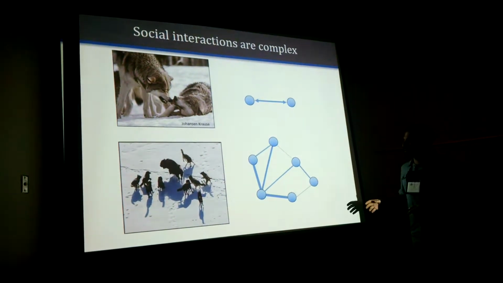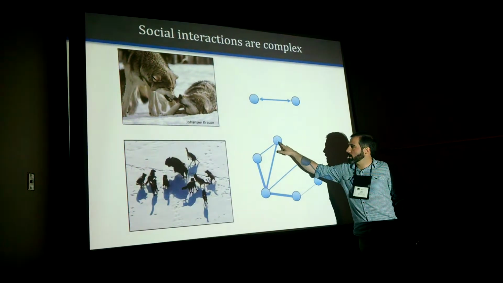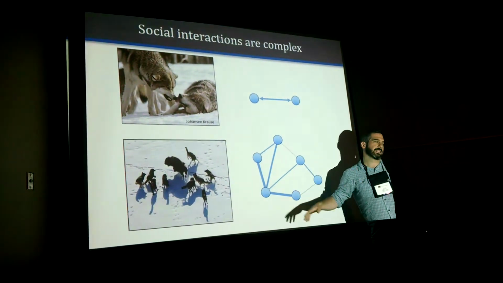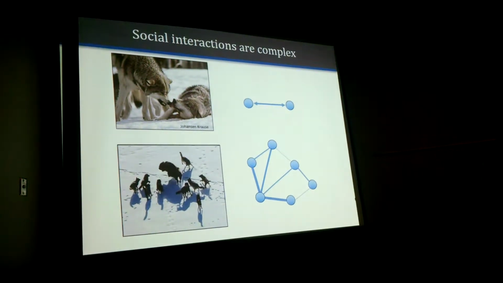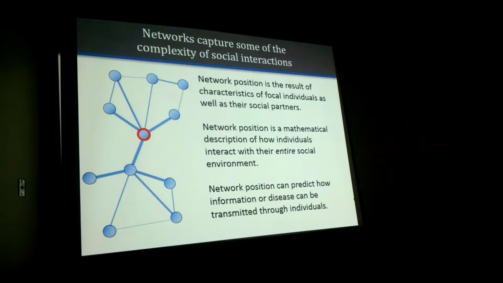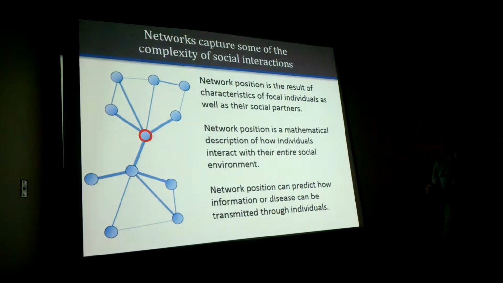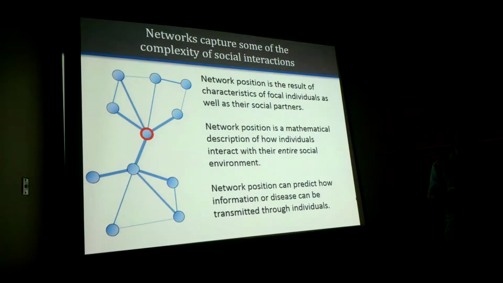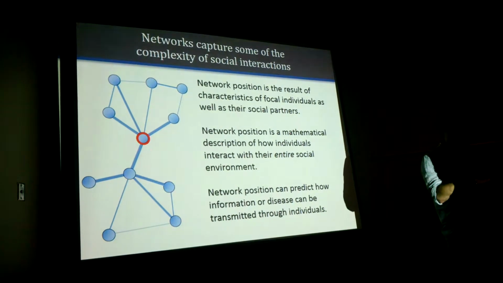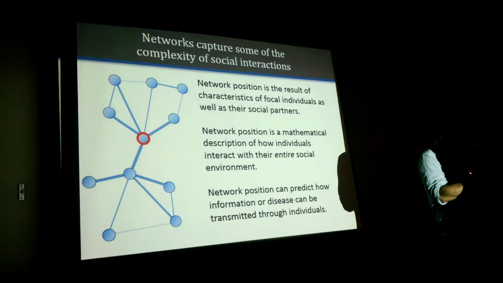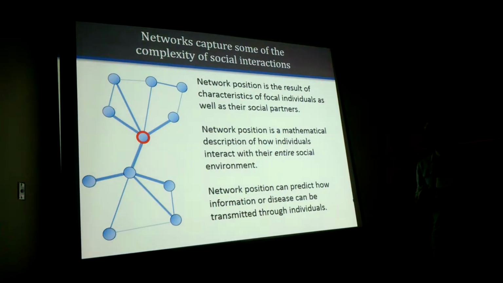If you want to look at social networks, this is a picture that we can use to represent them visually. Each one of these dots is an individual, and the thickness of these lines represents the number of times they've interacted with each other. One of the reasons I think network position, an individual's location in this broader network, is interesting is because the expression of that phenotype is a result of the characteristics of the focal individual who you're looking at, but also the behavioral expression of the social partners inside that larger network.